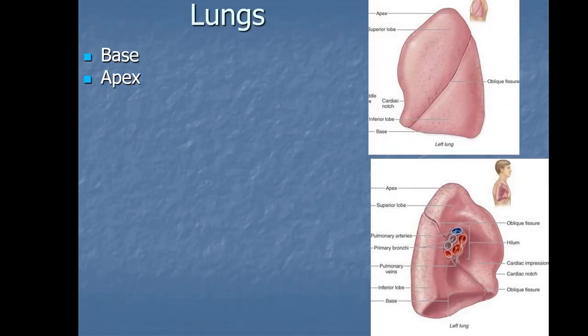So looking at the lungs themselves, each lung is going to have a base and an apex. So the base is going to be the bottom part. The apex is going to be the pointed top region. The hilum is on the medial side where the bronchi and blood vessels would enter. So not a big deal, but it's just where the things enter the lungs, like the blood vessels and the bronchi.